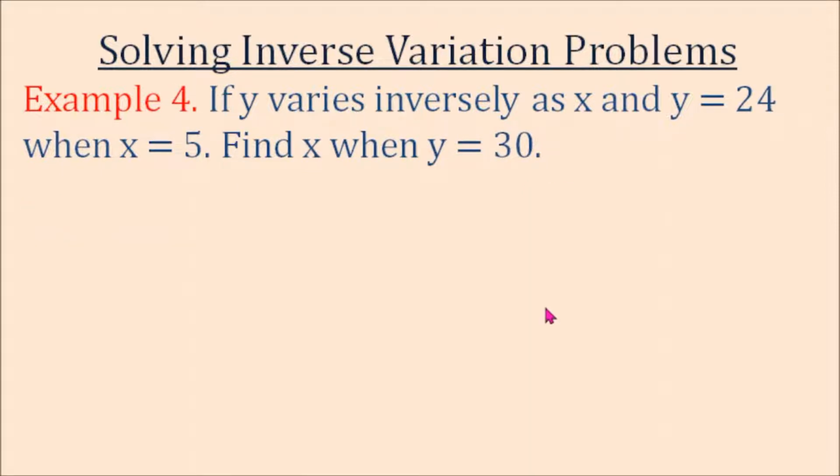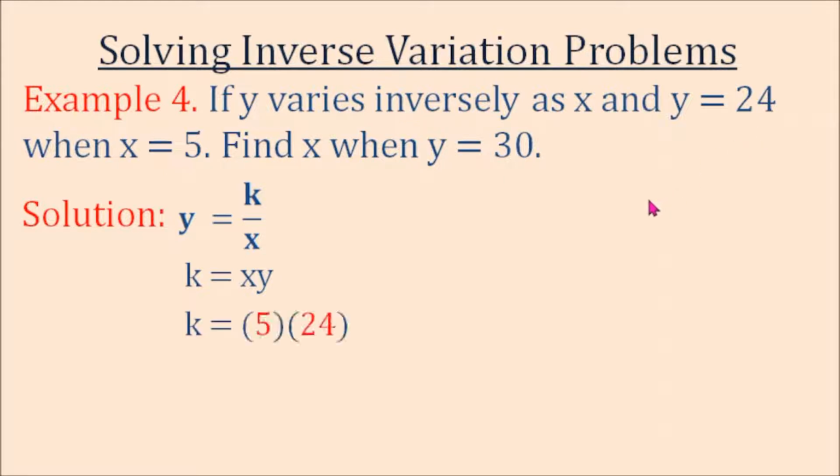Example number 4. If y varies inversely as x and y equals 24 when x equals 5, find x when y equals 30. So this is our equation, y equals k over x. To find k, we just multiply x and y. So our x here is 5 and our y is 24. So that's 5 times 24. And 5 times 24 is 120.